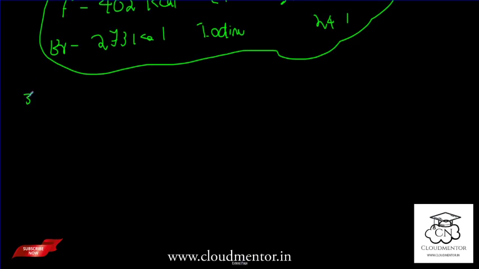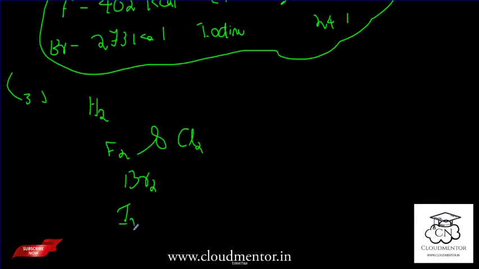And the third one we need to know is that in its molecular state, hydrogen is a gas. H2 is a gas. Similarly, among halogens, F2 and Cl2 are also gases. Br2 is a volatile liquid, and I2 is a volatile solid. They are all volatile.